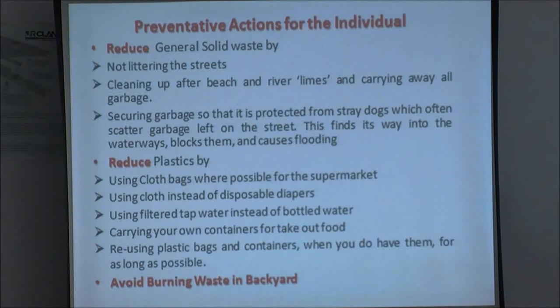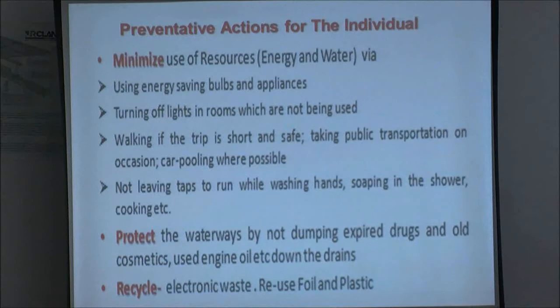We can use filtered tap water instead of bottled water, which is all plastic. We can carry our own containers for takeout food. We can reuse it. If we do get a plastic bag, we can reuse it. Okay? We can avoid burning waste in the backyard. A form of pollution is the overuse of resources. So when you minimize the use of resources like energy and water, you're managing pollution.